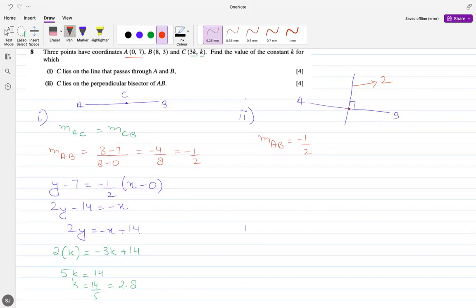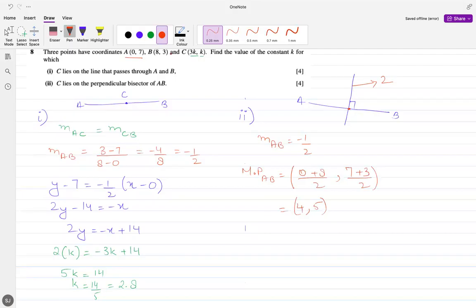Now to form the equation, we need the midpoint, as the perpendicular bisector passes through the midpoint. So the midpoint of AB we'll find using the formula x1 plus x2 upon 2. So that will become 0 plus 8 upon 2, comma 7 plus 3 upon 2. So 8 upon 2 will be 4 and 10 upon 2 will become 5. So this is a point on the perpendicular bisector.